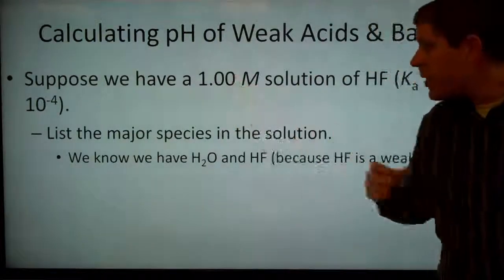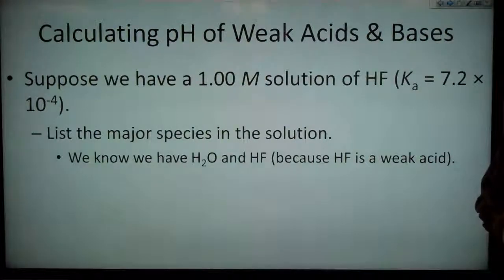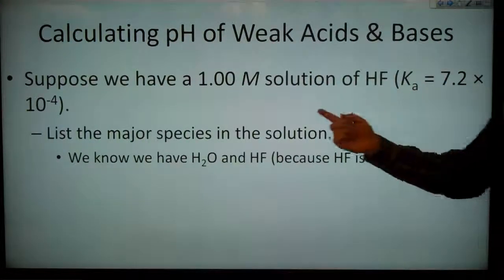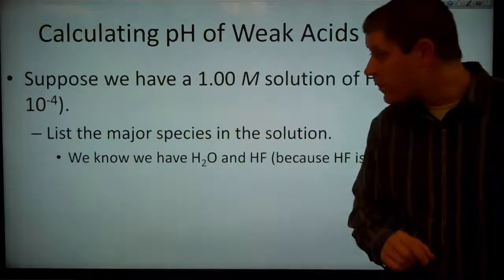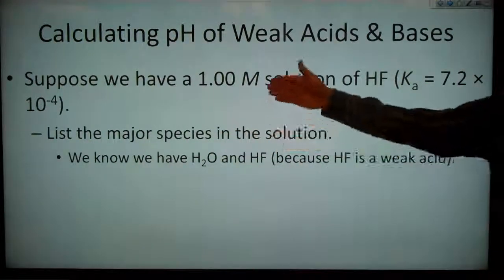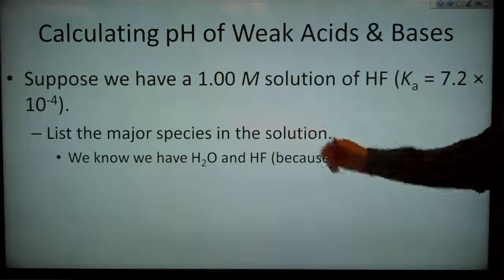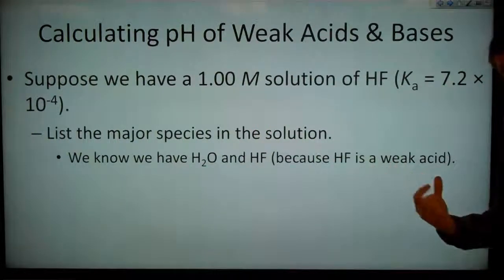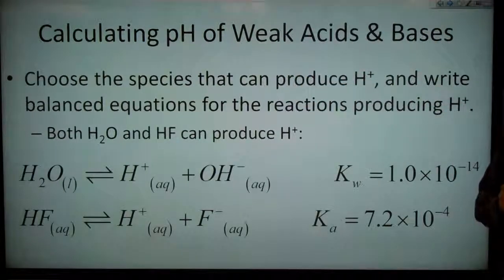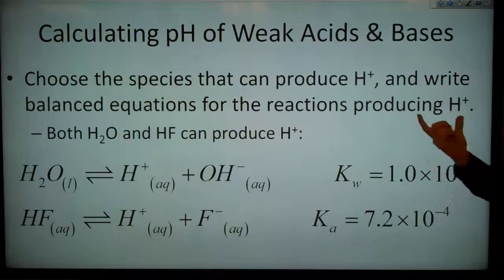So suppose we have a 1.00 molar solution of HF, hydrogen fluoride, hydrofluoric acid, and the Ka there is 7.2 times 10 to the minus 4. So first we want to list the major species in solution. We know that we have water and we have HF because HF is a weak acid. Next, we want to choose a species that can produce hydrogen ions and write balanced equations for the reactions producing hydrogen ions.